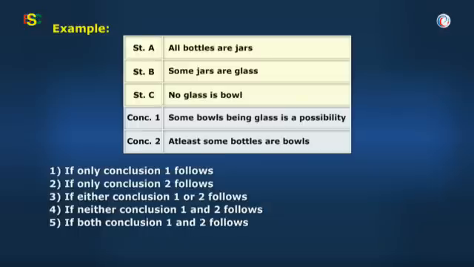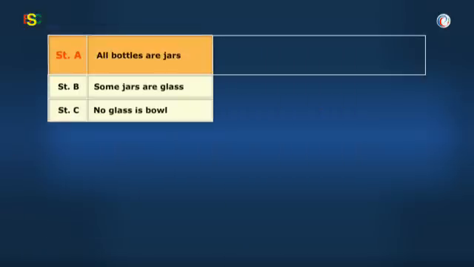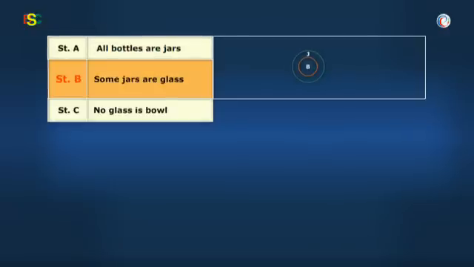Okay, at first I'll make a Venn diagram for all the statements. Number 1 is, all bottles are jars. It will be like this. Then the second statement says, some jars are glass. Okay, the glass set will be made intersecting the set of jars.